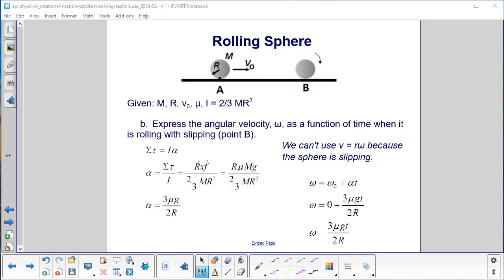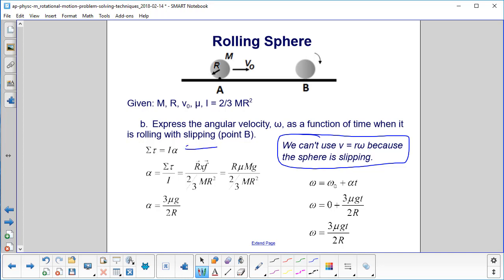Express the angular velocity as a function of time when it is rolling with slipping. Now be careful, don't just take the velocity from the previous slide and use this relationship here, where omega would be v over r. You can't use that because the sphere is slipping. So we have to find another way to do it.